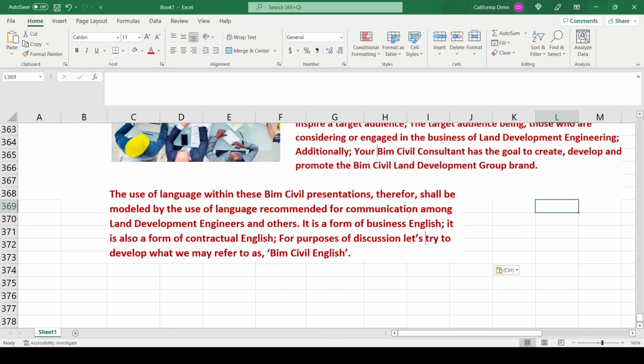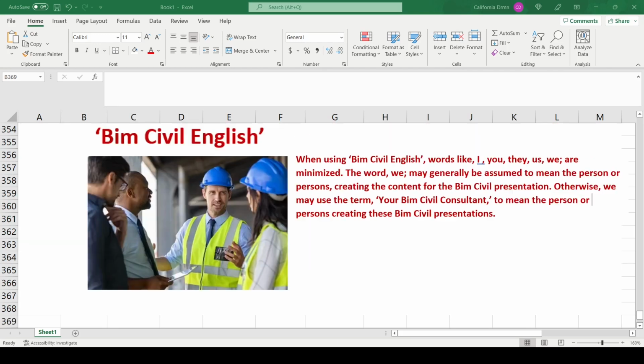It is a form of business English. It is also a form of contractual English. For purposes of discussion, let's try to develop what we may refer to as BIM Civil English. When using BIM Civil English, words like I, you, they, us, we are minimized.